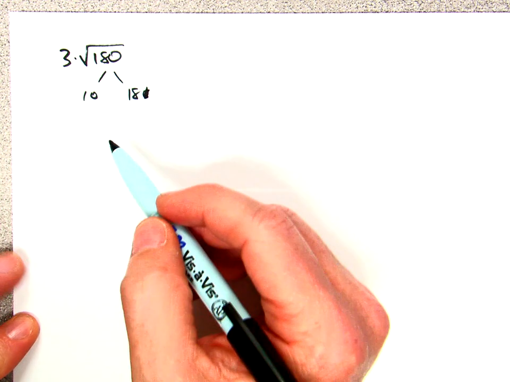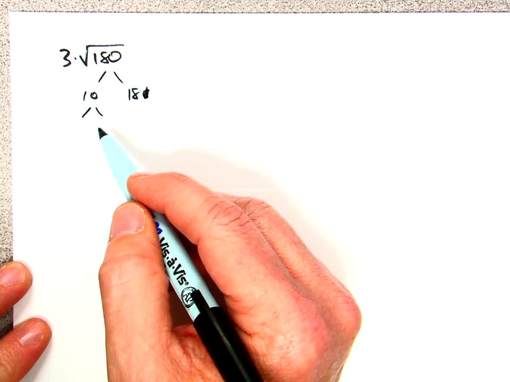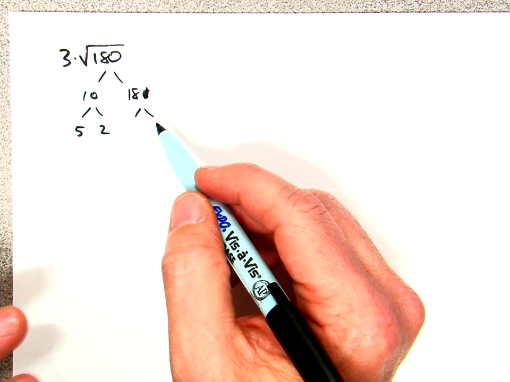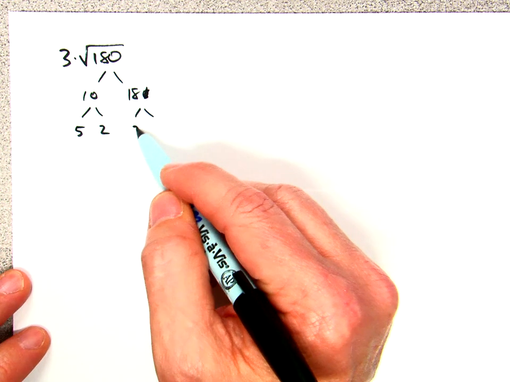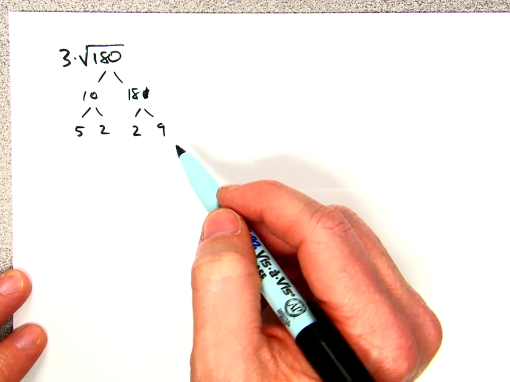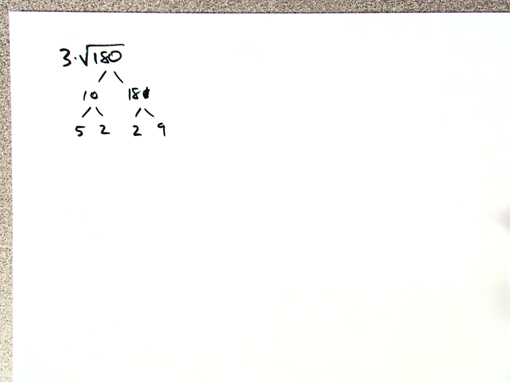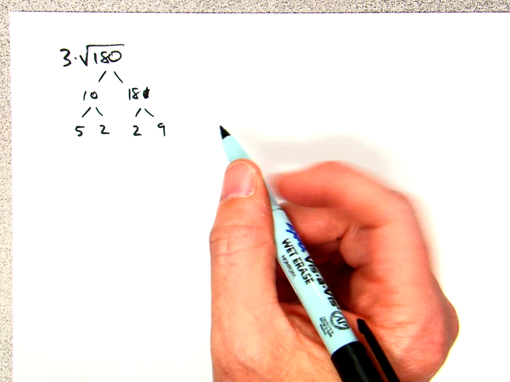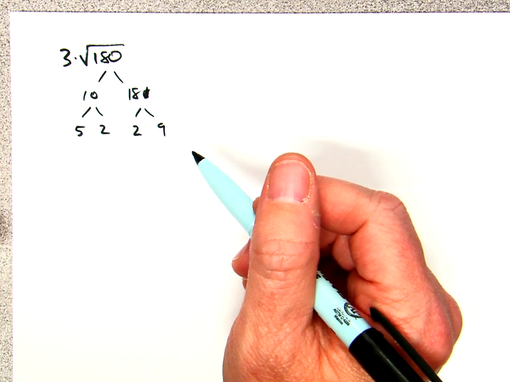And then I want to keep breaking these down. So 10 can break down into 5 and 2. 18 can break down into 2 and 9. Now I'm going to stop here because I want to talk about a few things, right? You can break them out as much as you want and then just look for pairs, because since it's an index of 2, we're looking for pairs. So here I'm going to stop and just explore what you can do. If you see something, you can just go with it.